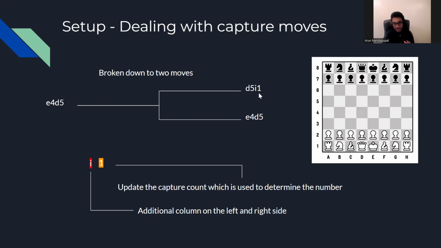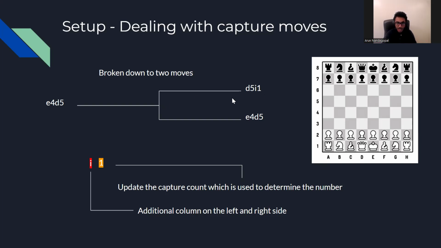But I1 is derived through another function where we utilize the sides. We add additional columns to the sides. We give two columns to the left side and two columns to the right side, so that we can place these captured pieces in a more systematic way, so that we can access them when we need.